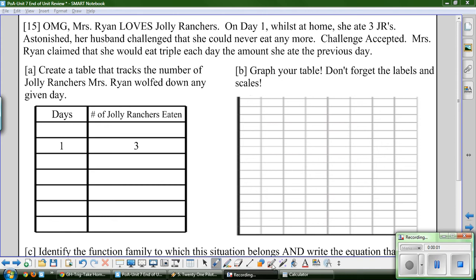Man, this is like part 5. We're getting close. And here's Mrs. Ryan, just loving on the Jolly Ranchers. So check this out. Day one, whilst at home, she ate 3 Jolly Ranchers.